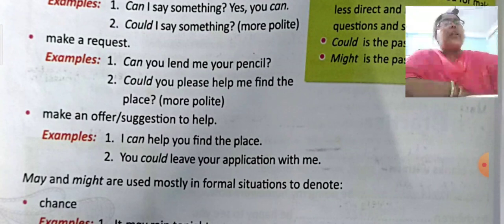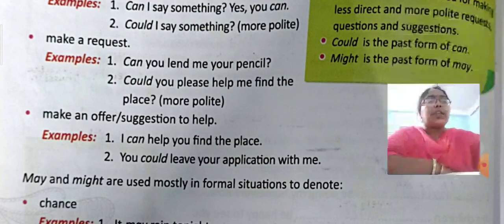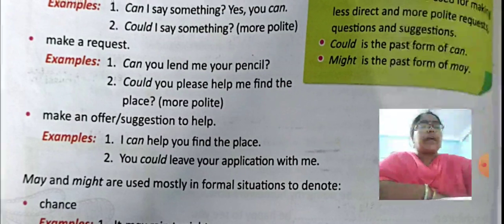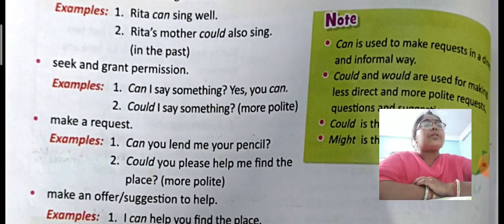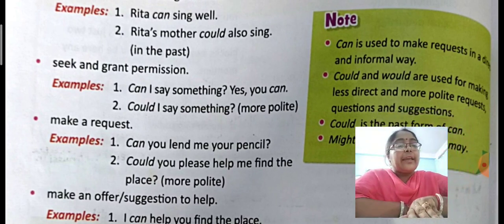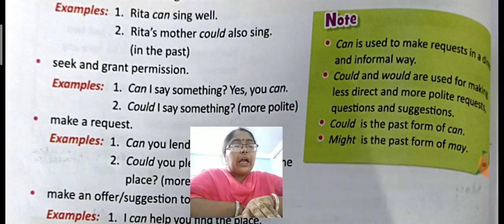Okay, children. Now see, there are some other things which I would like to tell you all. When you come down here, just see. There are some other things which are given in the green box there. Can is used to make requests in a direct and informal way. And could and would are used for making less direct and more polite requests.